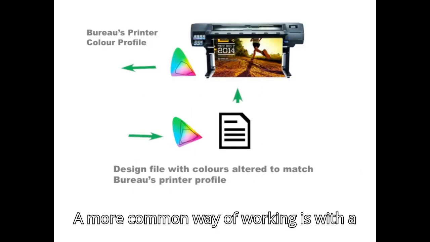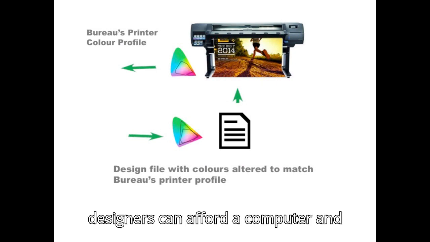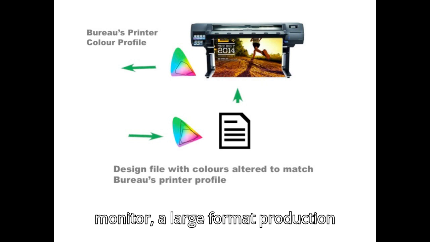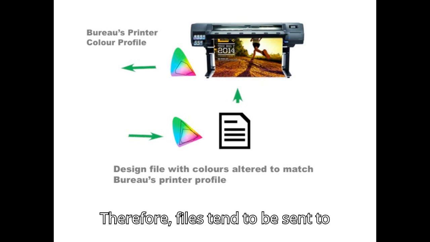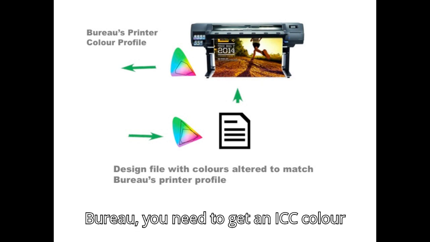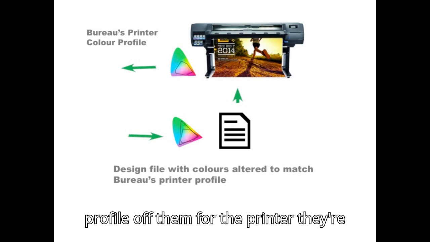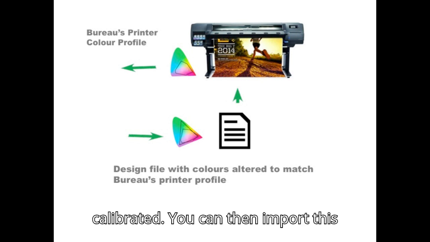A more common way of working is with a bureau or printing firm. While most designers can afford a computer and monitor, a large format production printer is normally out of their budget. Therefore, files tend to be sent to bureaus to print. If working with a bureau, you need to get an ICC colour profile off them for the printer they're using for production. This is the file created after a printer has been calibrated.